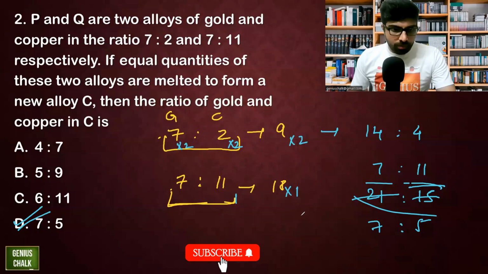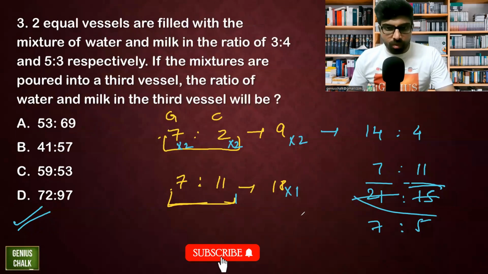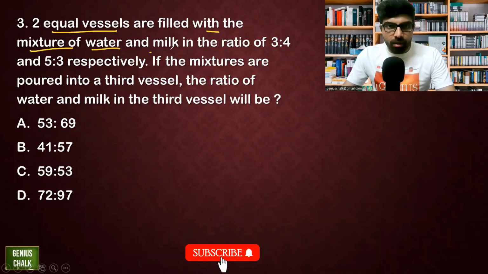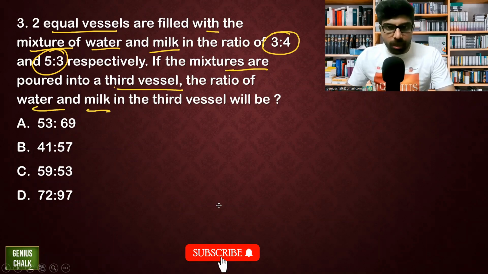Let's do some more. Two equal vessels, again already written, two equal, that means quantity-wise they have to be the same. Two equal vessels are filled with a mixture of water and milk in the ratio 3:4 and 5:3, and they are poured into a third vessel. What is the ratio of water and milk? So it is the same type, let's write it: 3:4, then 5:3.